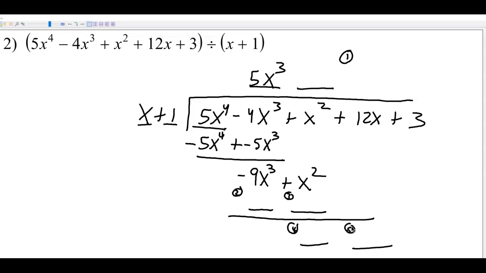You don't multiply. What you do is you ask yourself, what would I multiply this by to get this? And that's what goes there. So what would you multiply x by to get negative 9x cubed? And that goes up there. Close, but not cubed.